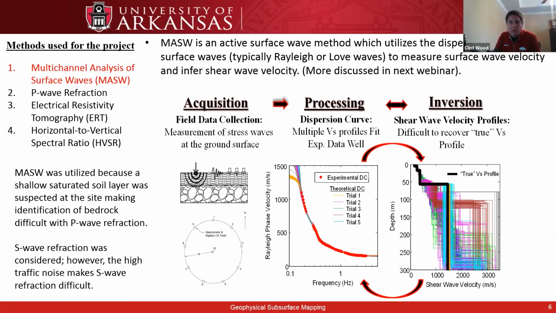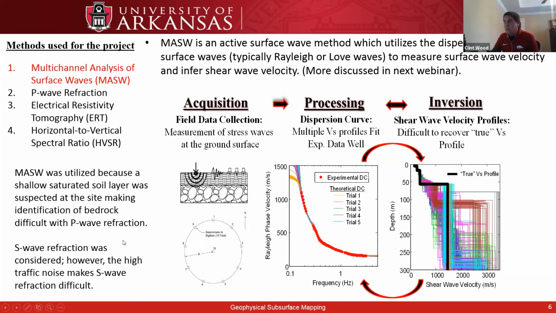So it was going to be hard to determine the separation between where is rock and where is water in the slope. So MASW overcomes that by using shear wave velocity. We also considered shear wave refraction in this case, but due to the high traffic noise on the project, it was going to be difficult to generate shear waves that propagated the whole length of the array in order to be able to image what the bedrock depth was at the site.